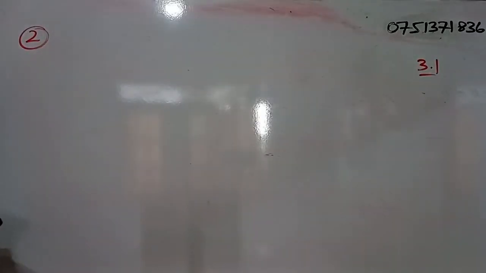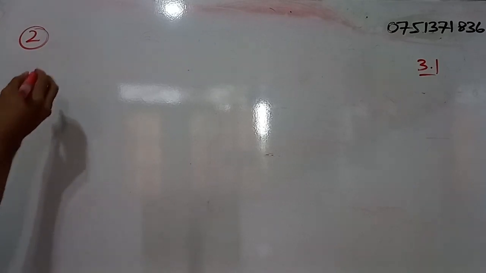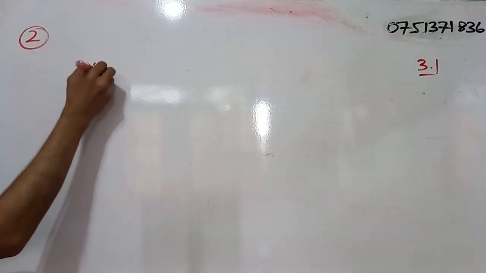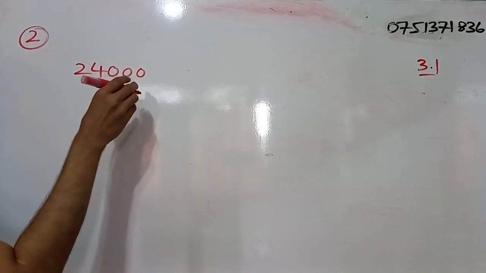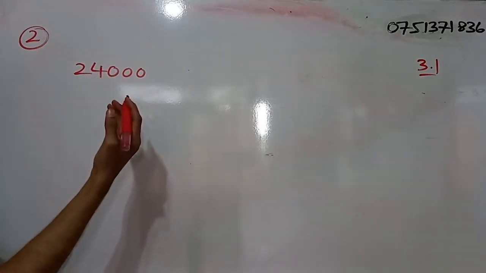Right, question number 2. What do we have? Mr. Upul received 24,000 rupees as his salary last month. He spent 3/8 of it for travel expenses. Find the amount he spent for travel expenses. Right, so what do we have to do? 24,000. So from 24,000, how much did he spend?